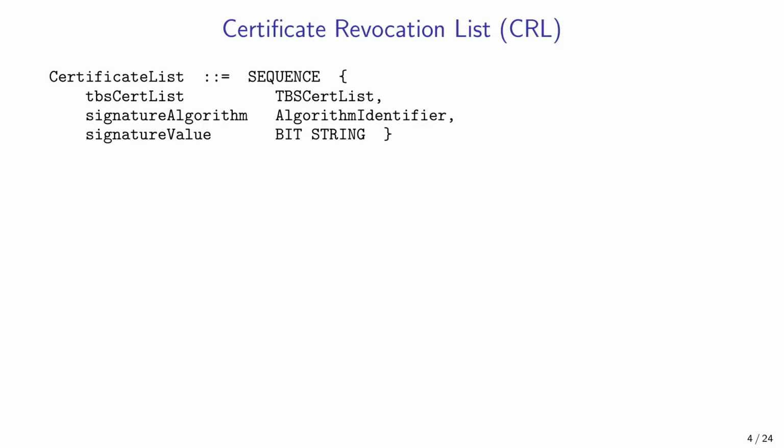So there is a sequence containing three elements: the to-be-signed certificate list, signature algorithm used to create the signature, and the signature itself encoded as a bitstring. The CRL is signed by the same CA that issued the certificate whose validity we want to verify. So this is how the CA provides integrity for the data in the CRL.